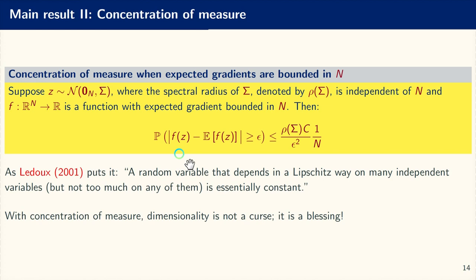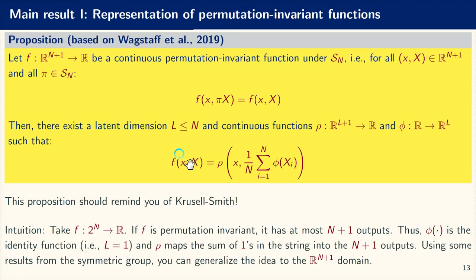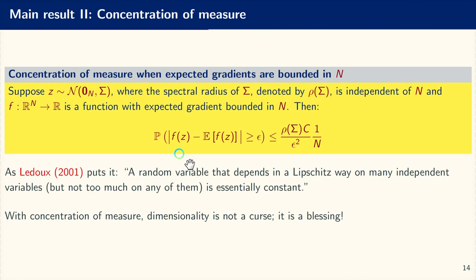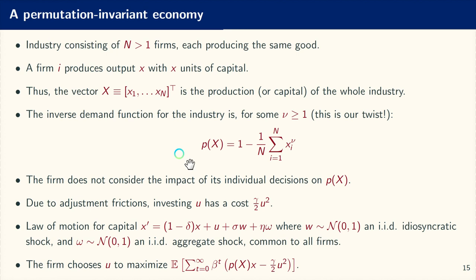So what have I done so far? I have told you, main result 1, don't worry about having n state variables. What you need to worry about is L, the latent variable. And it may well be the case that L is much, much lower than n. Second point, don't worry too much about the expectation, because you can evaluate it with a single Monte Carlo draw, thanks to concentration of measure.